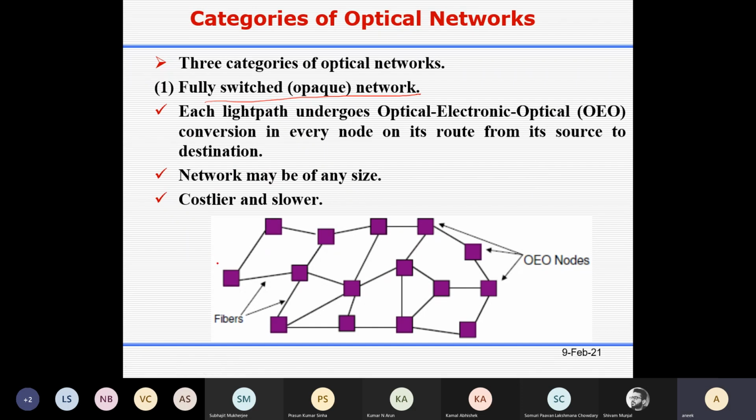Let's say I have to set up a light path from here to here. So this is my source node. This is my destination node. For every node, I have to use an OEO converter. Basically that red node, I have to use. So you have to use a regenerator. If you use a regenerator, then although we say this is my light path, it is actually made up of small light paths.